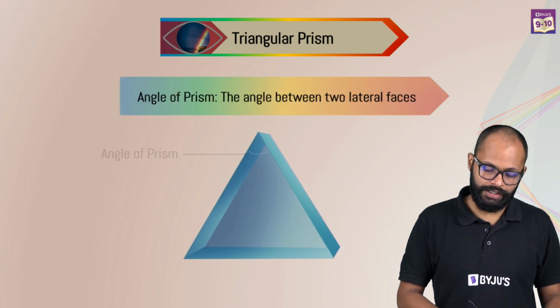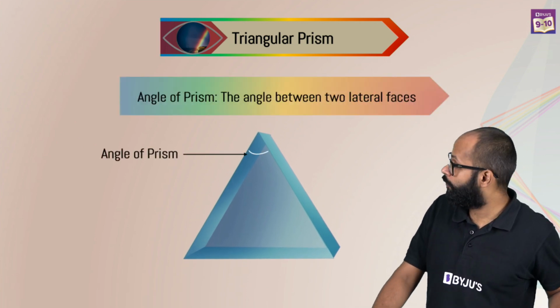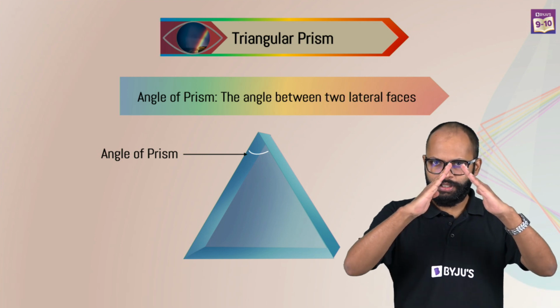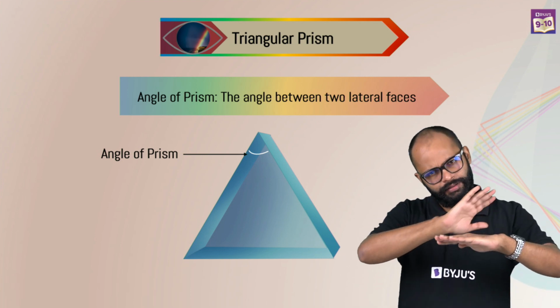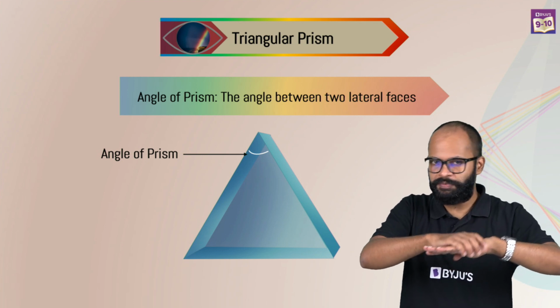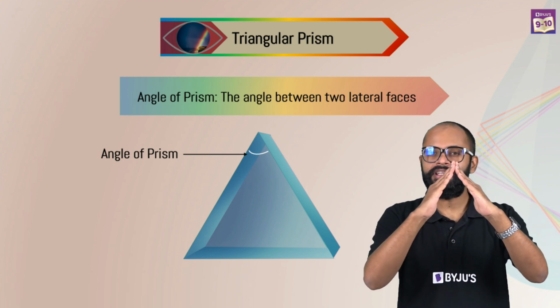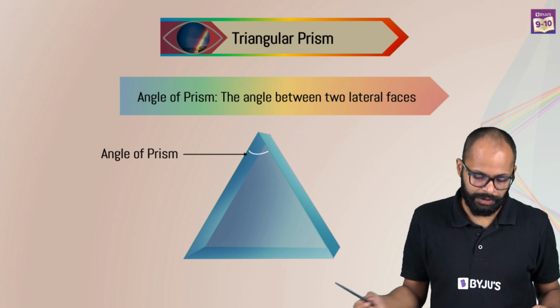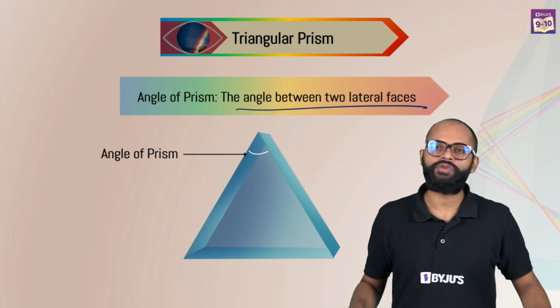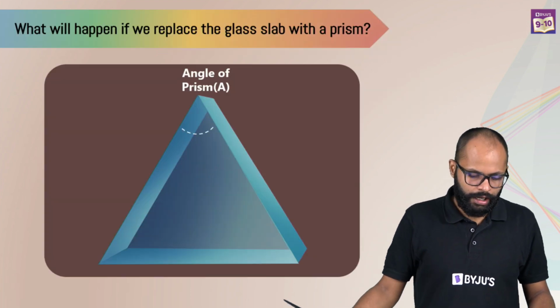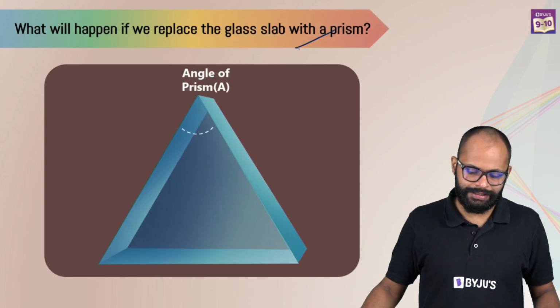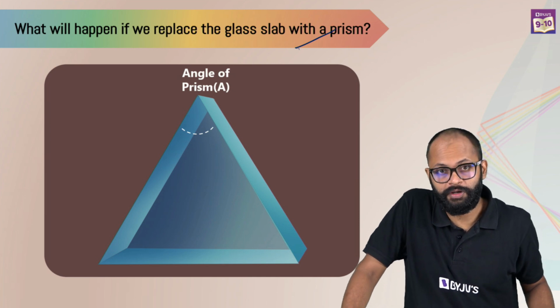This angle is what we call the angle of prism. The angle between these 2 inclined surfaces, right? One is the base, that is just the resting place for the prism. But of the rest 2 surfaces, the angle between these 2 surfaces is what we call the angle of prism. The angle between 2 lateral faces. Fine, okay? Nice. Now, what will happen if we replace the glass slab with a prism?